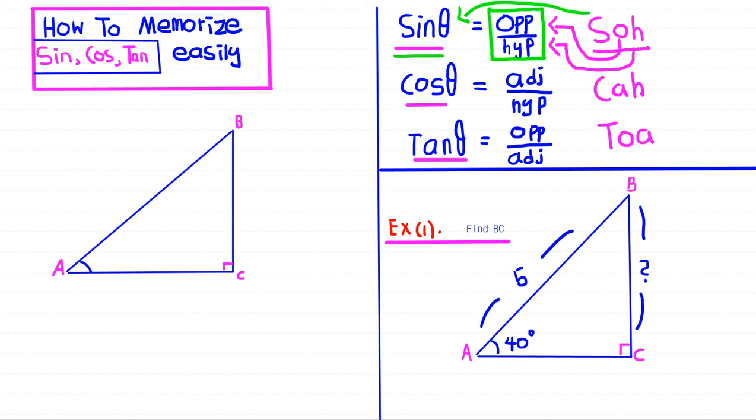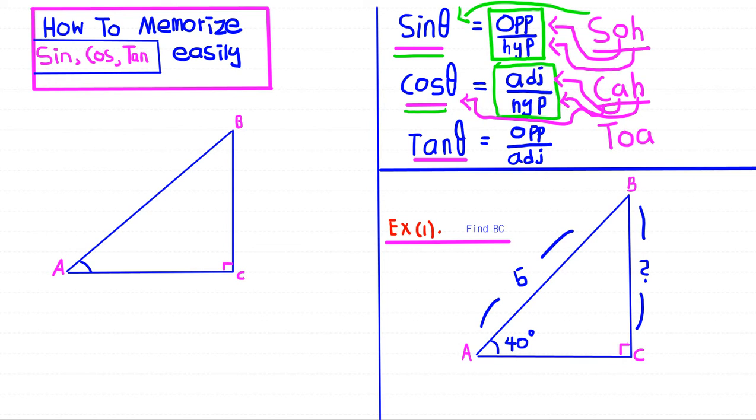And for cosine theta, we know that cosine theta is equivalent to adjacent side over hypotenuse. The second part, CAH, also shows that C means cosine theta, and A means adjacent side, over H, which is hypotenuse.